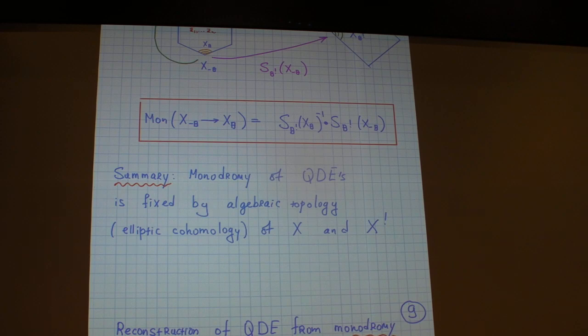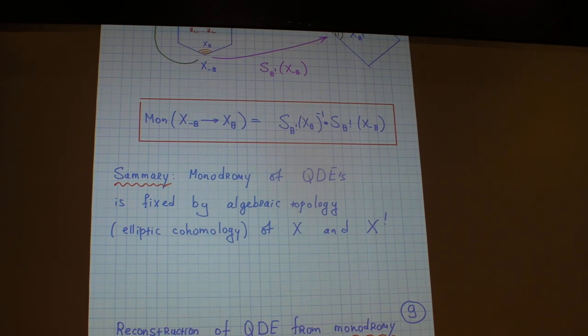And again, so I get back to my original question. I want to construct quantum difference equations for Nakajima varieties, but geometrically I know the monodromy of this difference equation. So I need to do the same trick from which I started.